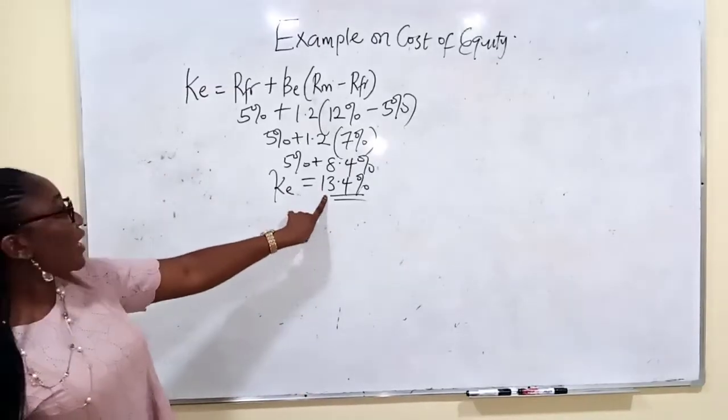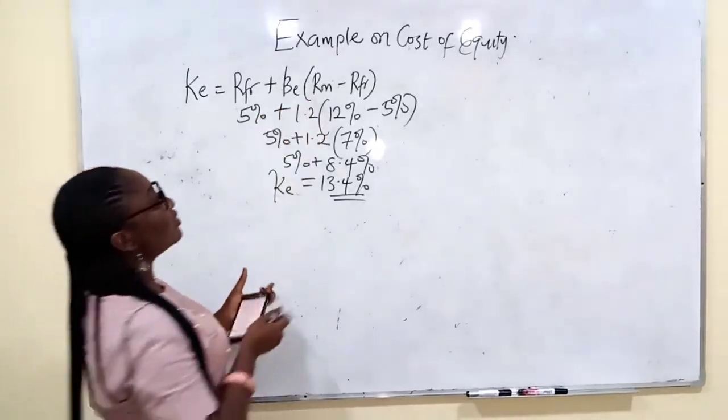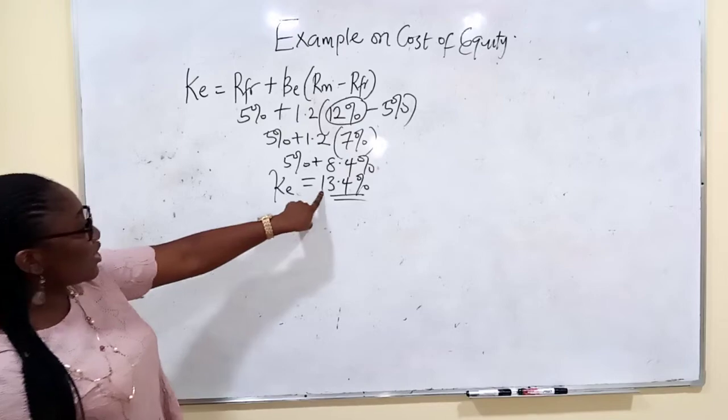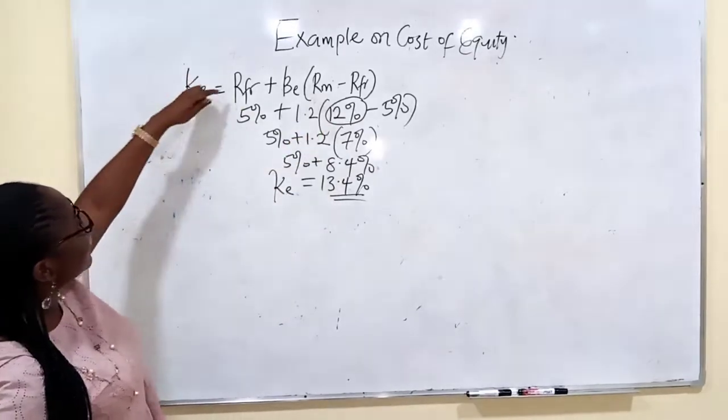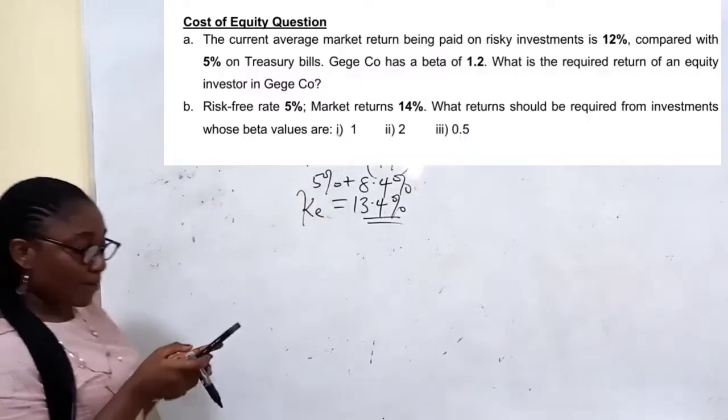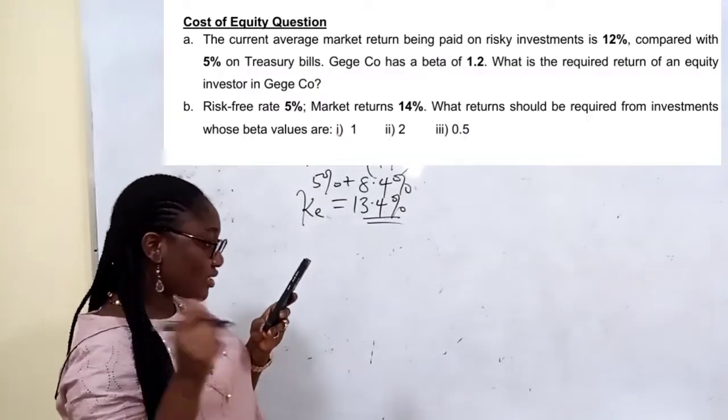And look at it now, it has to be higher than what is obtainable in the market. What is obtainable in the market is 12%, right? This one has to be higher than it. Why? Because that investor in Gegeco is taking a higher risk. Okay? So the second example, the one that got missing, was this.